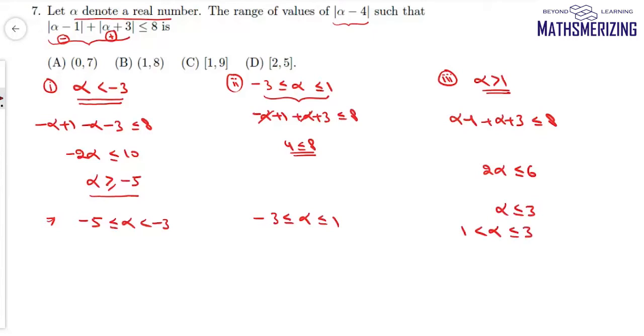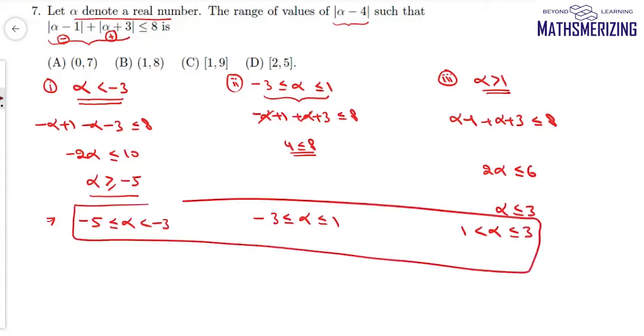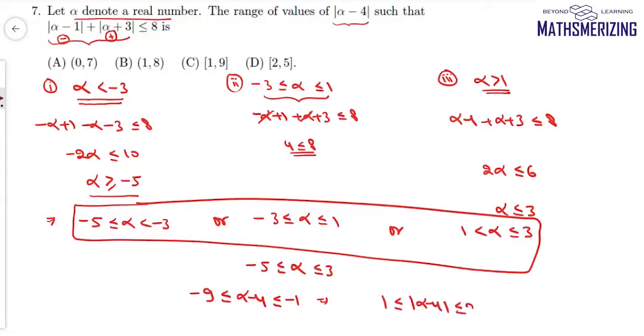Now if I combine all the 3 conditions, because these conditions are connected by OR, then I'll get the value of alpha should lie between minus 5 and 3. Now we need to find the range of values of mod alpha minus 4. So if I subtract 4, I'll get minus 9 is less than alpha minus 4 is less than minus 1. And if I take the mod sign, then I can write 1 is less than or equal to mod of alpha minus 4 is less than or equal to 9. So the range of mod alpha minus 4 is from 1 to 9, both included, and that's your option number C.